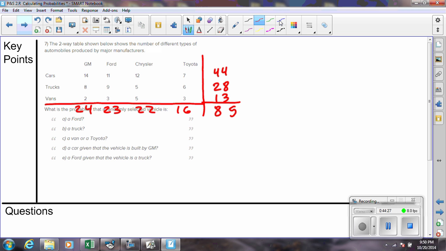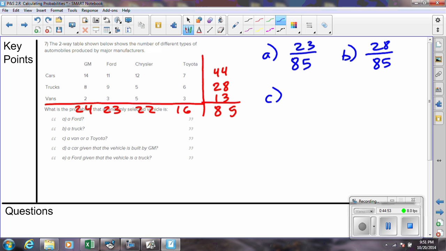So, what is the probability that somebody has a Ford? 23 Fords out of a grand total of 85 vehicles. We're done. What is the probability that they have a truck? Well, trucks, you'll come over on the row, 28 trucks out of a total of 85.